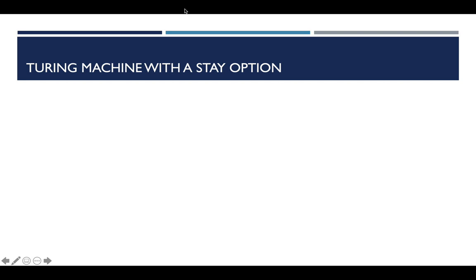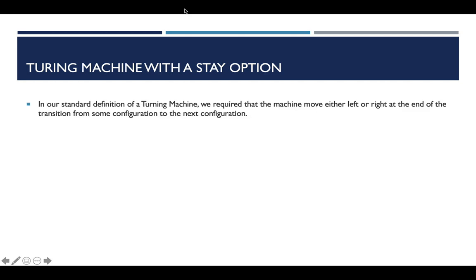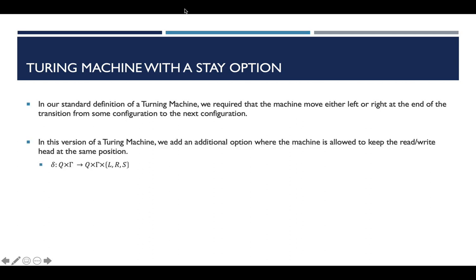The very first example of this is what's called the Turing machine with a stay option. If you think about Turing machines from last week, at the end of a configuration update, the machine has updated some of the symbols on the tape, and it has maybe updated its internal state inside the control unit. At that point, it can either move left or right on the input tape, but it cannot stay in the same place. This new Turing machine actually has that option.